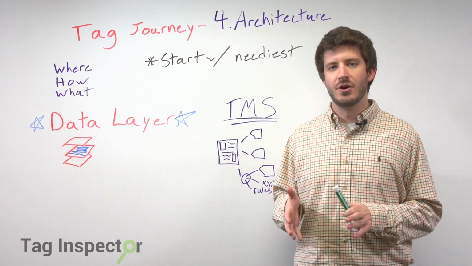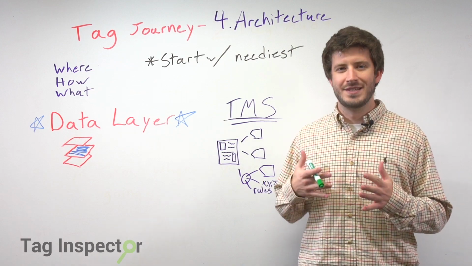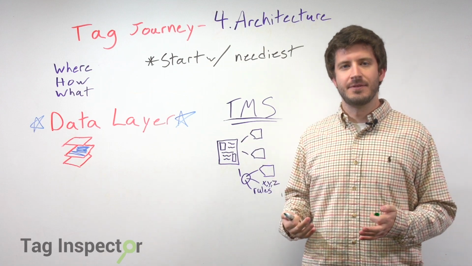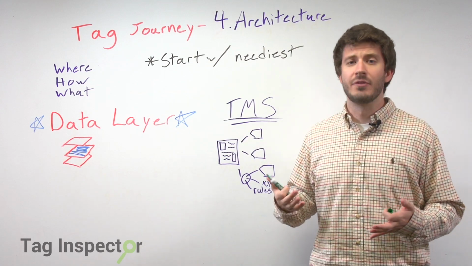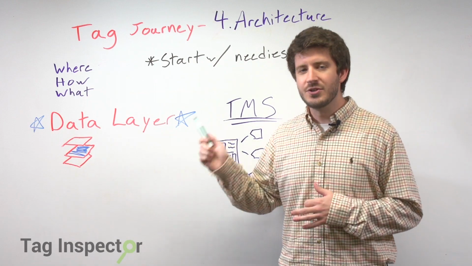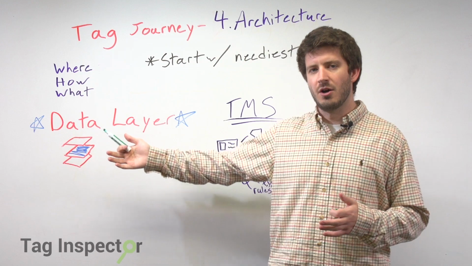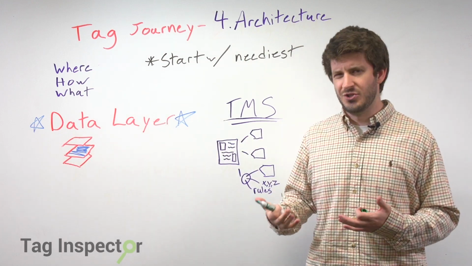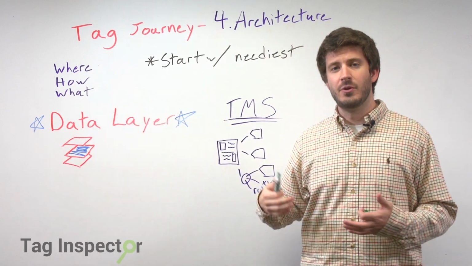Now we get into the nitty-gritty of this and defining what the structure looks like, and that is as we get into our tag architecture. So the architecture is going to involve a few different things. Primarily though, here's where we're answering the question of where. So where are all the different tags and platforms that we have? Where should they be? We're answering how exactly they should be loading.